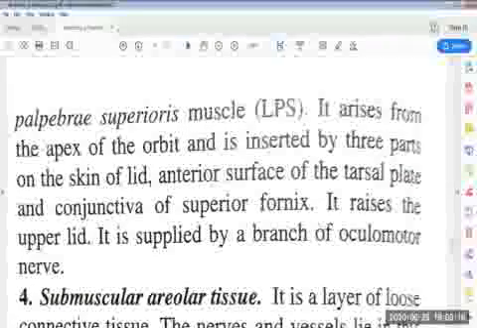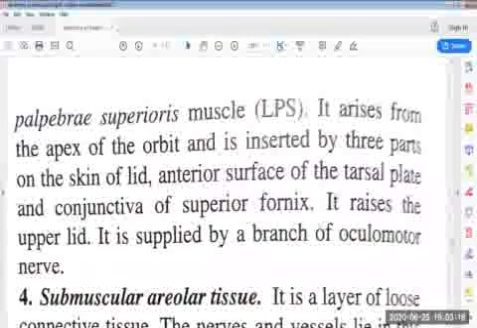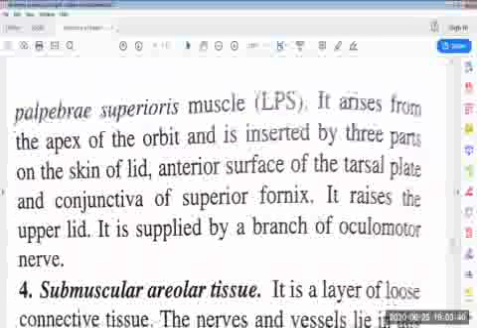It is called the LPS muscle. It arises from the apex of the orbit and is inserted by three parts on the skin of the lid, the anterior surface of the tarsal plate, and the conjunctiva of the superior fornix. It raises the upper lid and it is supplied by a branch of the oculomotor nerve.